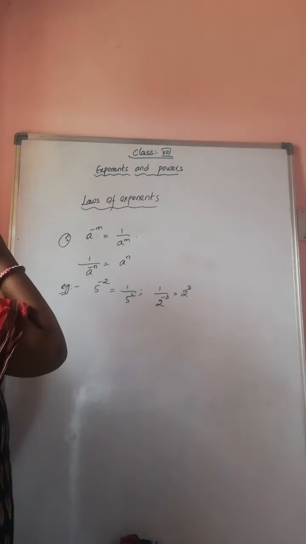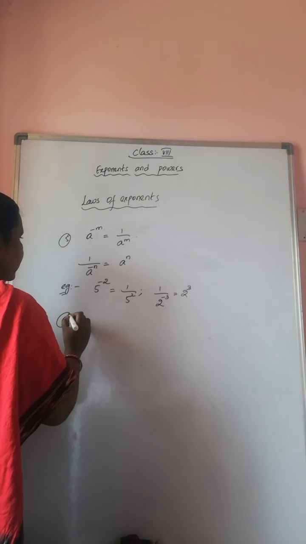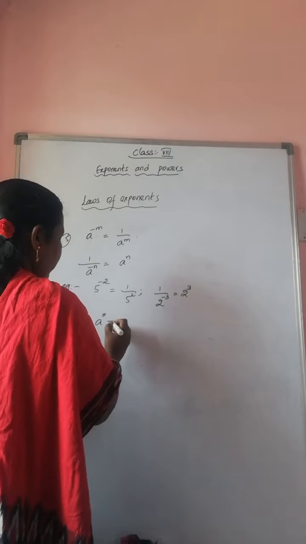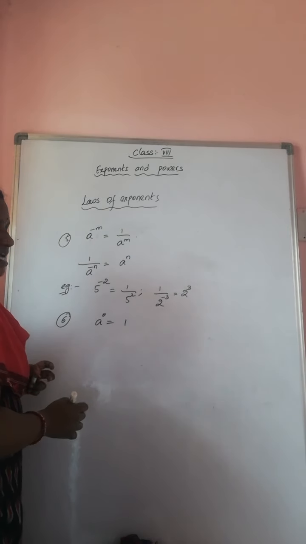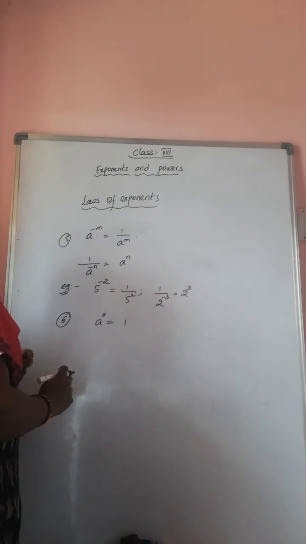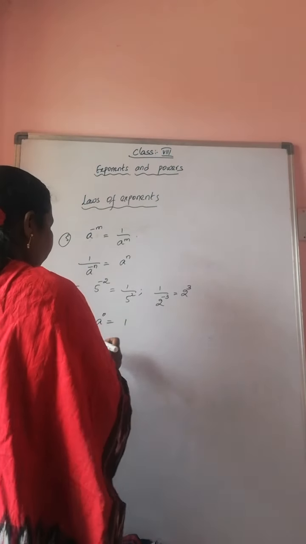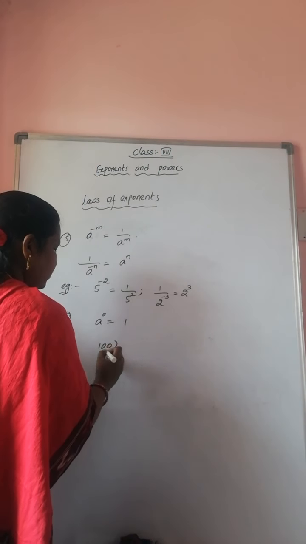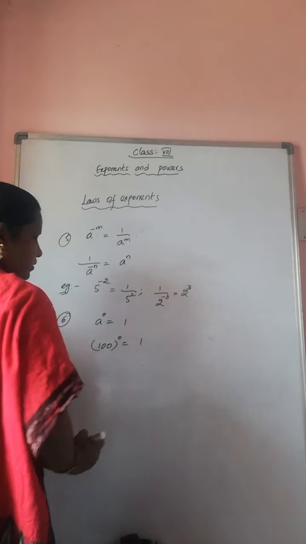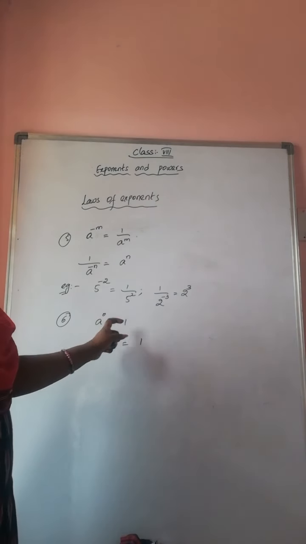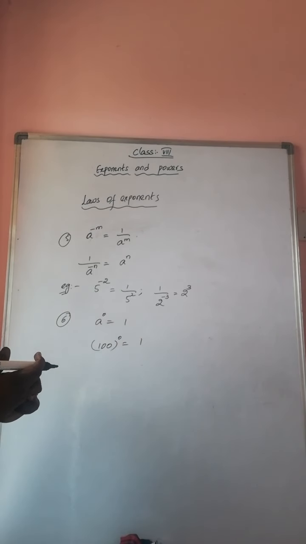Done. The same way, anything to the power of 0 is nothing but 1, any number it may be. Any a is nothing but a constant, and a constant is nothing but any number we can take. So, for example, 100 power 0 is nothing but 1. Any number to the power of 0 is nothing but 1.